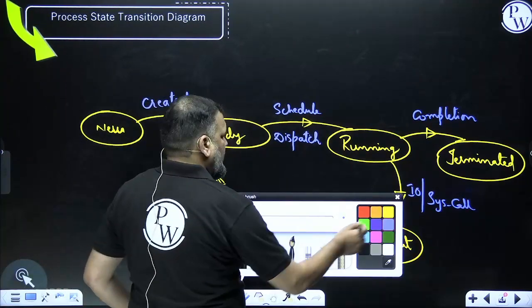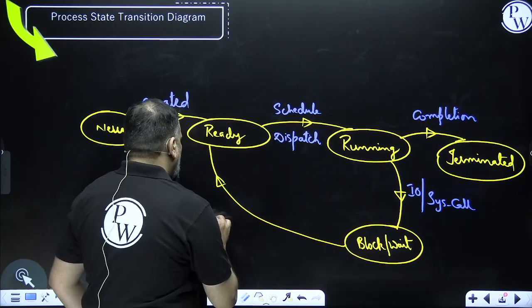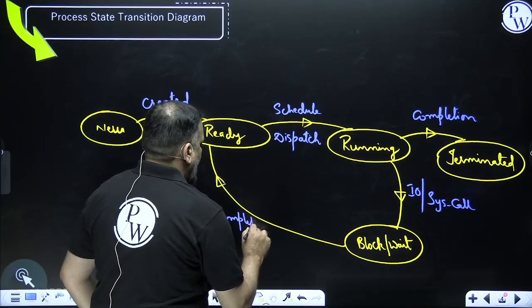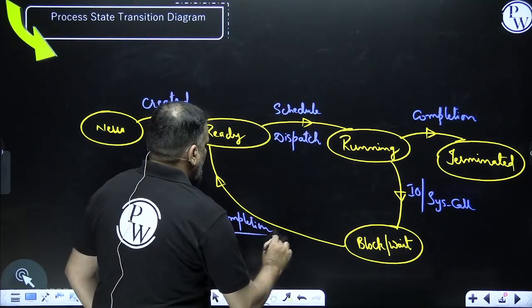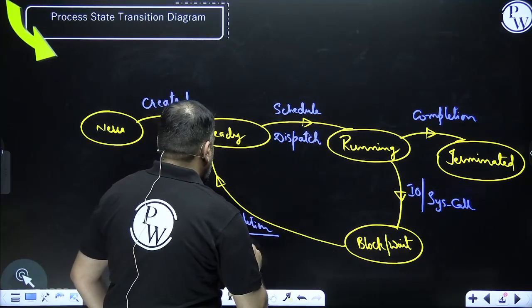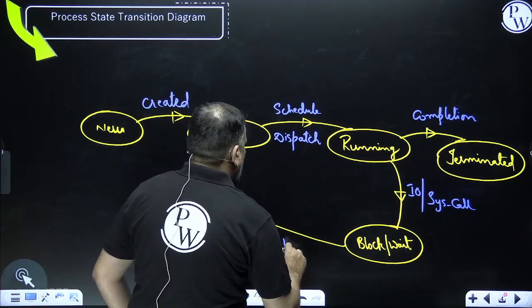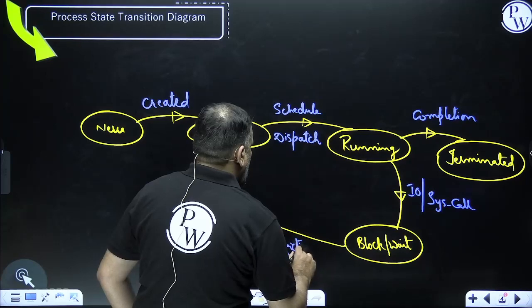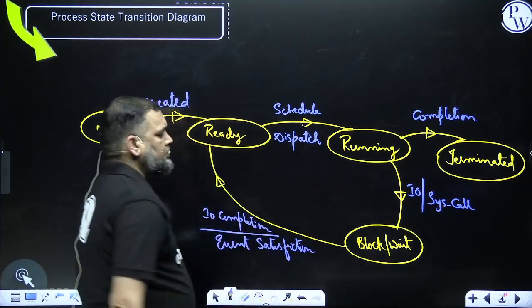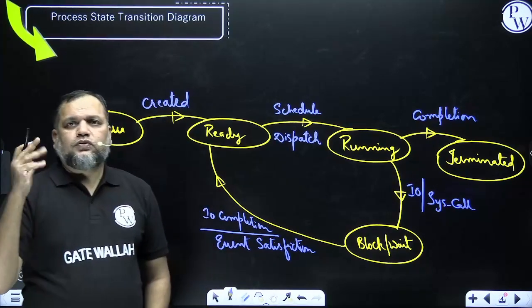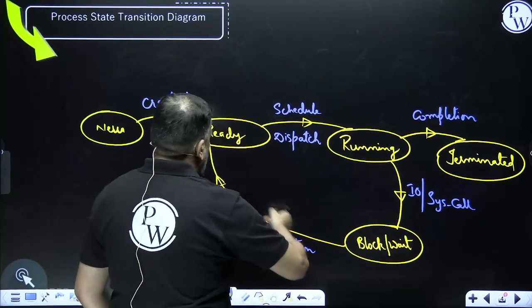And the transition will be marked like this, called input output completion, or you can even say event satisfaction. The event for which it was blocked is satisfied, is completed. The event is either IO or a system call. So that is satisfied, that is over. So the process will come back to ready state.